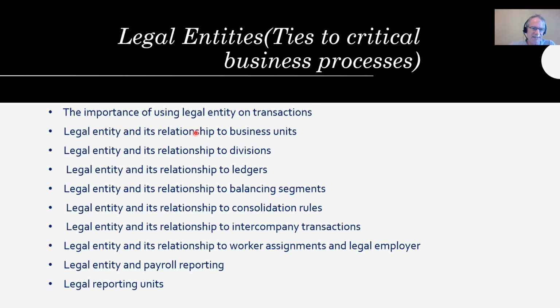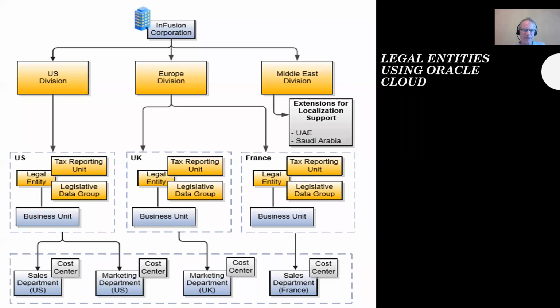Legal entities, I want to review legal entities and their relationship to business units. A business unit can process transactions on behalf of several legal entities. Divisions. A division can correspond to a collection of legal entities. Ledgers. A legal entity must be mapped to a ledger. Within a ledger, a legal entity can be mapped to one or more balancing segment values. That is good enough for that slide. If you do need the slideshow, I have some other detail, but I'm not going to go into it right now. Let me go to the next slide.